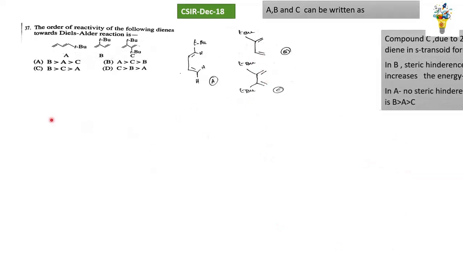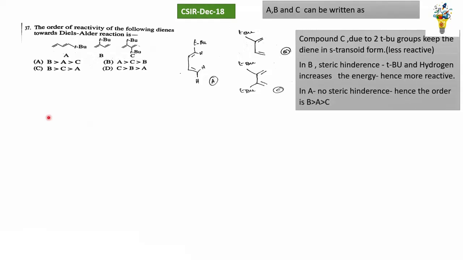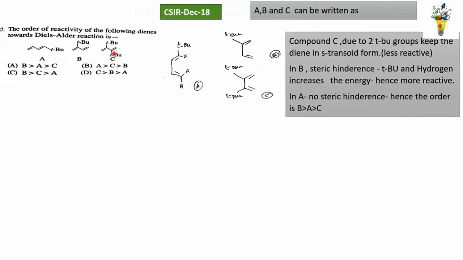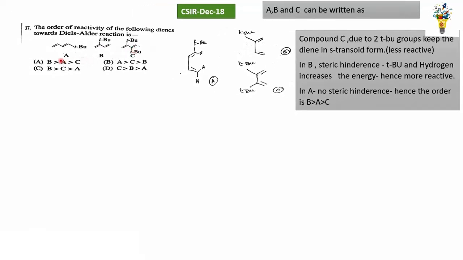Now in compound A, there is no steric hindrance between the hydrogen and tertiary butyl. In case of C, two tertiary butyl groups are there. These two tertiary butyl groups keep this molecule in the trans-side form, not in the cis-side form. So trans may be converted into cis, but due to the presence of these tertiary butyl groups, the molecule is always kept in the trans-side form. So it has low reactivity. So C is less reactive. So among the options, A may be.